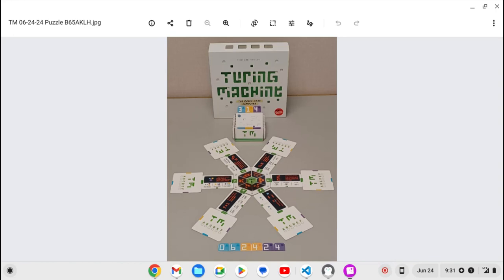Let's begin. Today's June 24th, 2024, and we're solving the Daily Turing Machine Puzzle. Today's puzzle uses 6 criteria cards and its 6 verification cards. Let's go to turingmachine.info for the details.